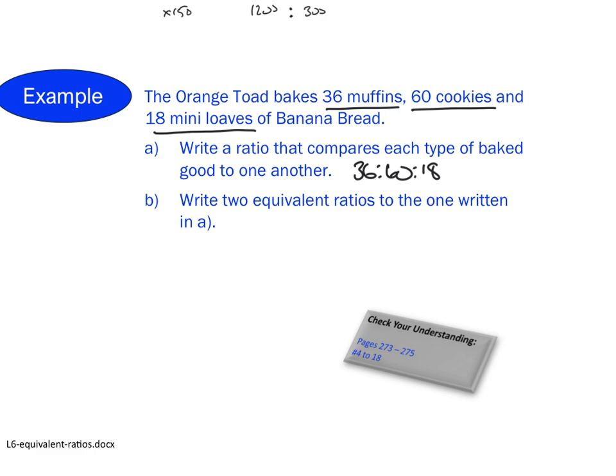You divide by 2. You cut something in half. Half of 36 is 18. Good. Half of 60 is 30. Half of 18 is 9. Good. Okay. Now give me another one.